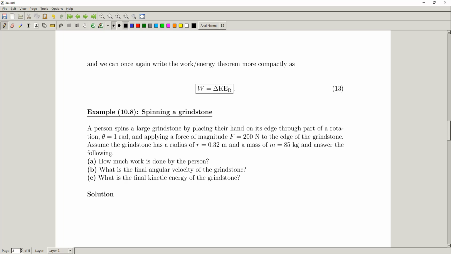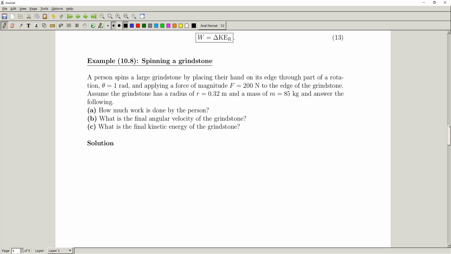So I have some numbers worked out here, but we'll work through the example. We have a person who spins a large grindstone. So this is basically like a large sharpening stone or something you could grind. Say you wanted to sharpen a knife on it or something. A large stone disc kind of. So, oops, I wanted to draw it here.